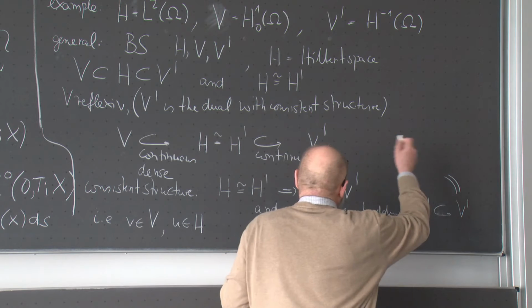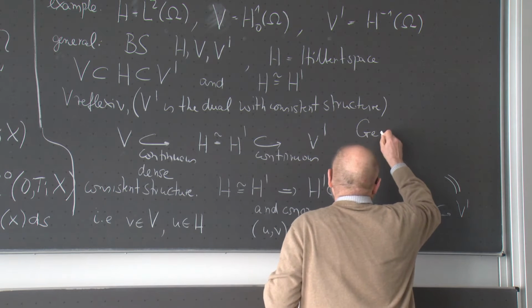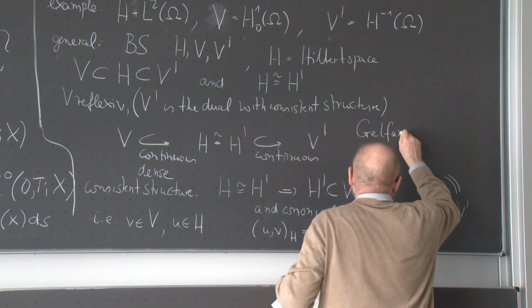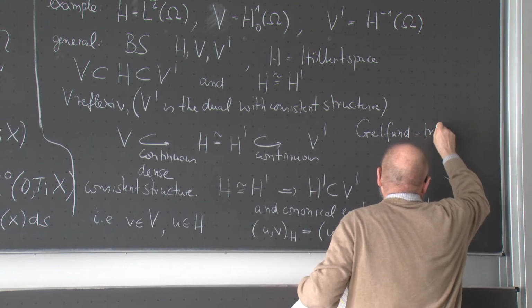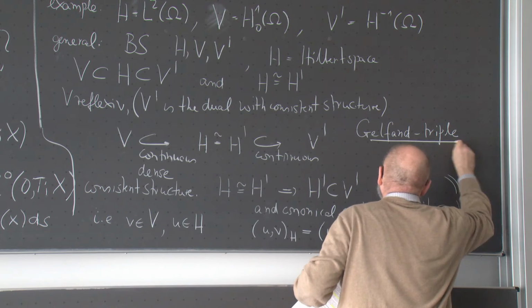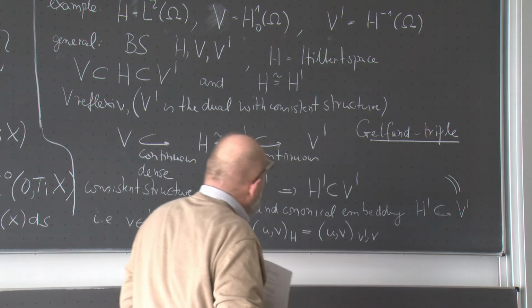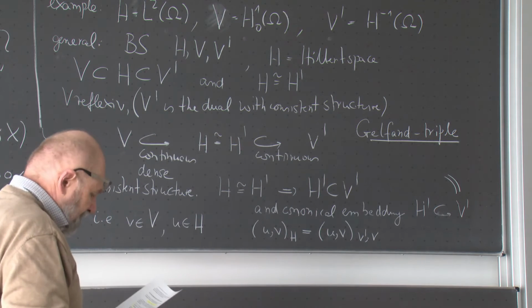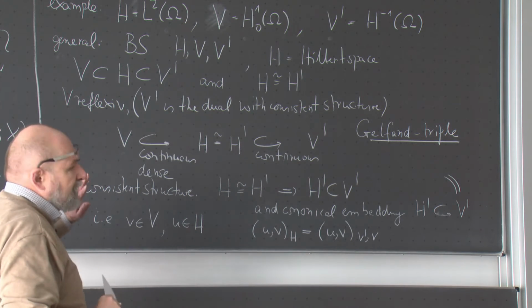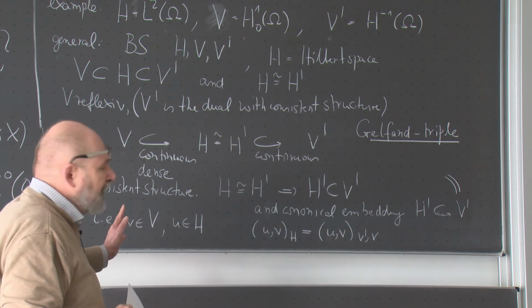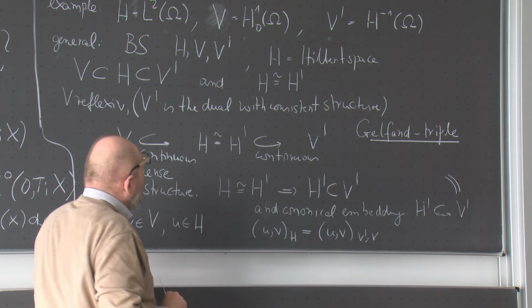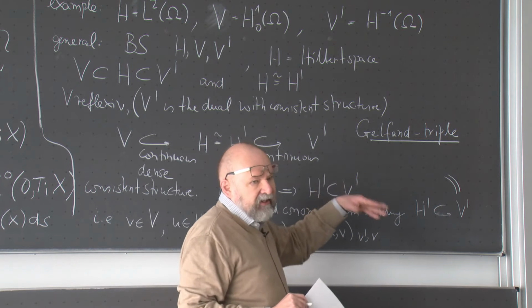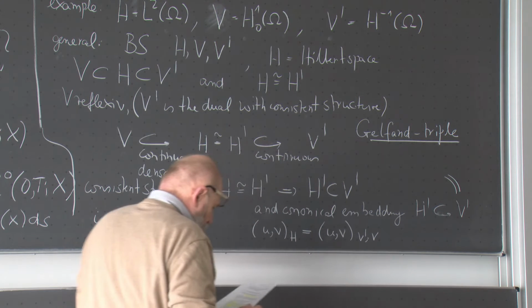That's no problem with our examples. And if one has this situation, one speaks of a Gelfand triple, that is the notion. And then one can relax the assumption a little bit. One can speak of a Gelfand triple without duality, if one says this V prime is not necessarily the dual space.